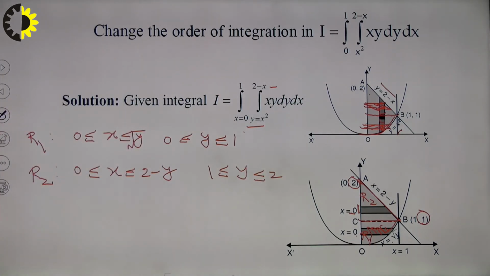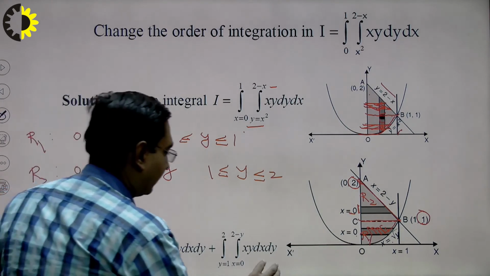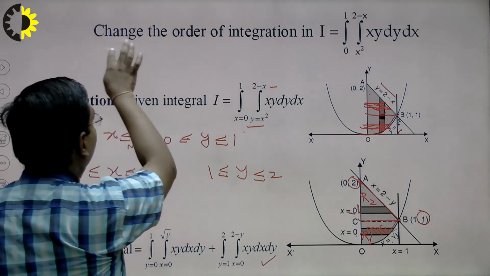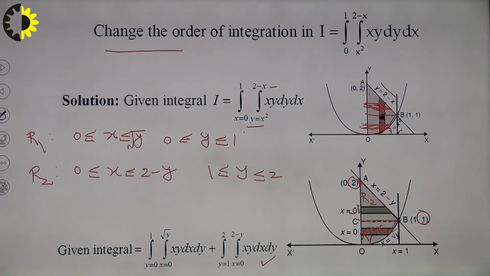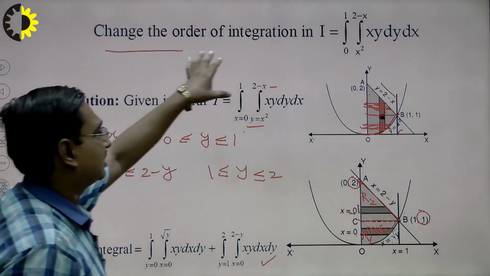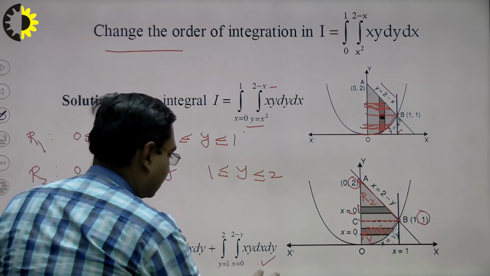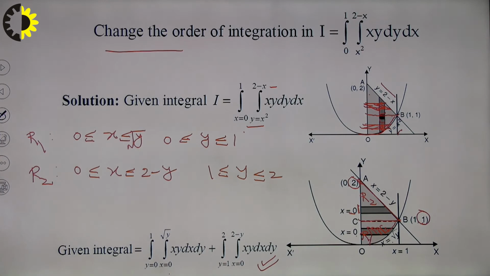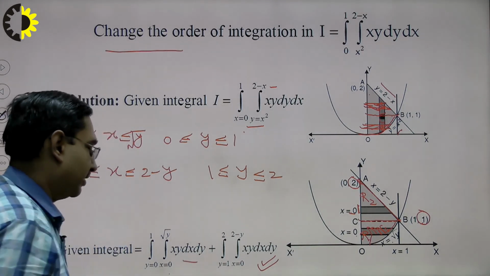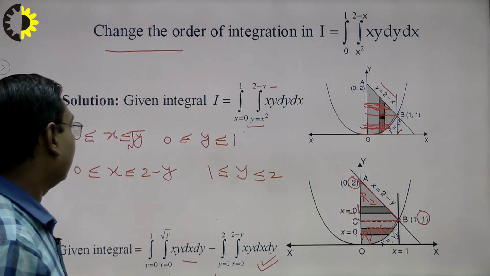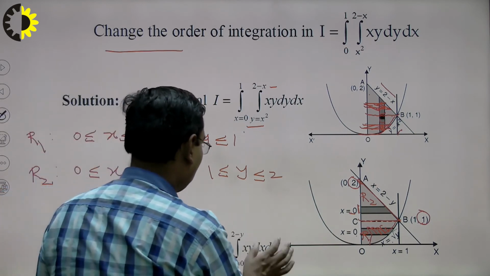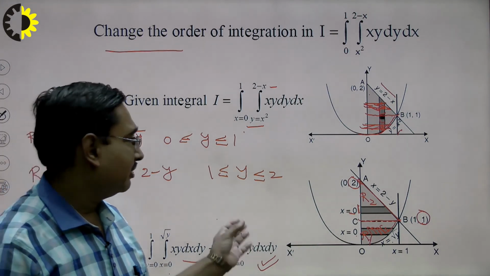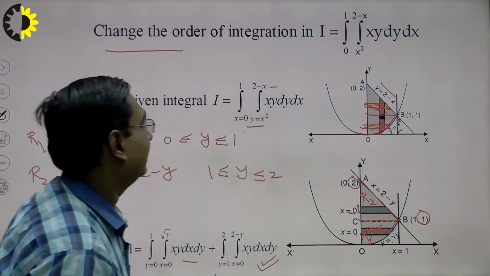Applying these limits, the integral can be written in this manner, which is the required integral by changing the order of integration, because we are not asked here to evaluate. So, it is our final answer: y from 0 to 1, x from 0 to root y, x y dx dy, plus y from 1 to 2, x from 0 to 2 minus y, x y dx dy. Let me sum up this problem once again.